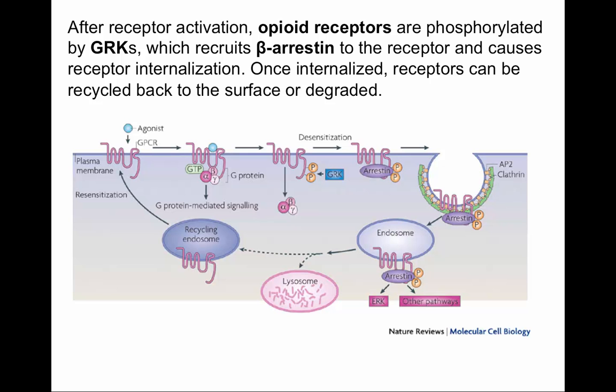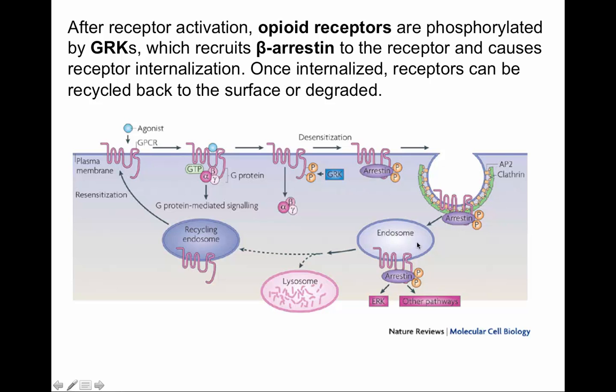After receptor activation, GPCRs can be recycled or degraded. For the mu-opioid receptors, after the receptor and the downstream effectors have been activated, the receptor is phosphorylated by GPCR kinases, or GRKs. Phosphorylation prompts the recruitment of beta-arrestin to the receptor and then causes the receptor to be internalized in clathrin-coated pits.